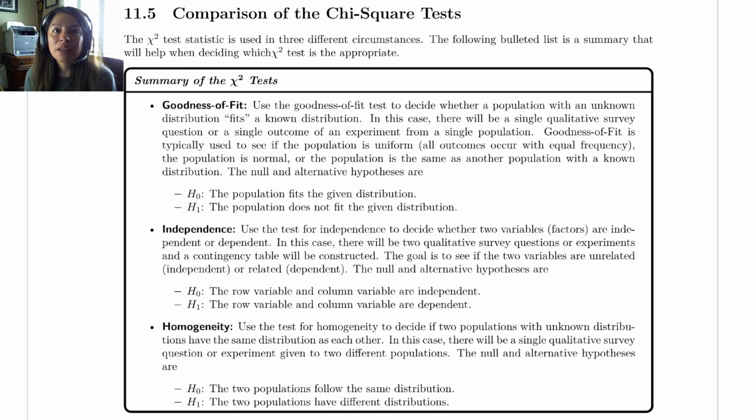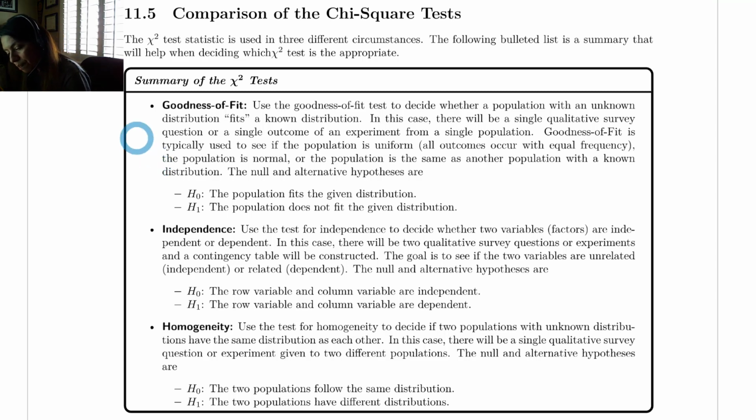Okay, so that concludes our chapter for the chi-square distribution. So let's just go ahead. 11.5 is just reviewing the three types of tests that we have. So the comparison of the chi-square test, right? We have three. The goodness of fit, let me note right here.